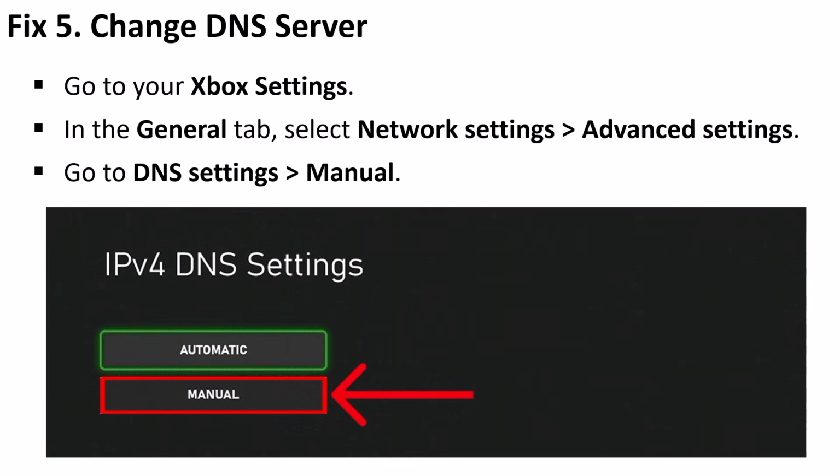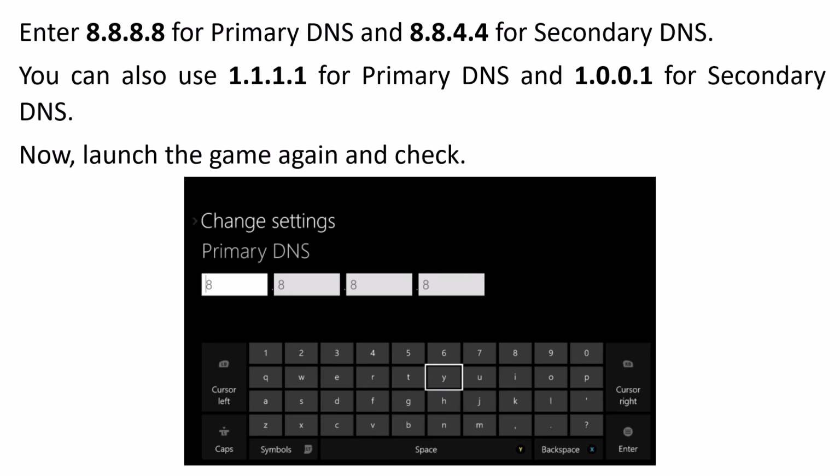Fix 5 is to change DNS server. So go to your Xbox settings, in general tab select network settings, advanced settings, go to DNS settings, manual. Now in the primary DNS enter 8.8.8.8 and in secondary DNS enter 8.8.4.4 and then save it and then launch the game and check. Now if that doesn't work, then repeat the process and this time in the primary DNS you can enter 1.1.1.1 and in secondary DNS enter 1.0.0.1 and then save it and then again relaunch the game and check.